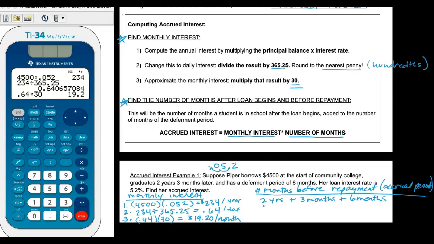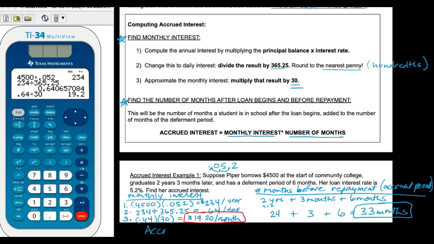So we're going to multiply this by 12. So years times 12 will give you the months. So 24 months plus 3 months plus 6 months, and we're going to add that all up and we get 33 months. So what this means here, this interest charge of $19.20 a month was being charged all of those 33 months. And so we want to find the total interest that accrued.